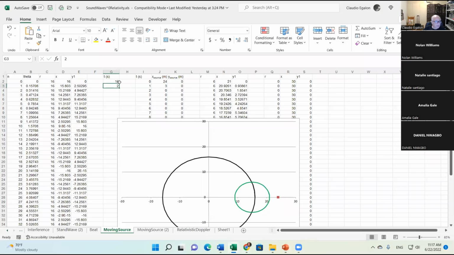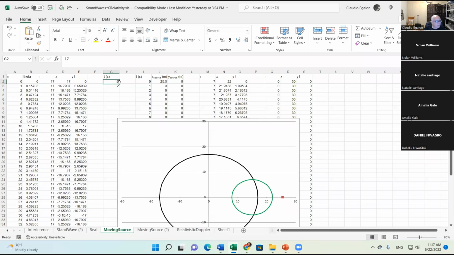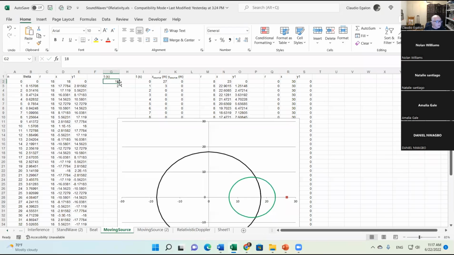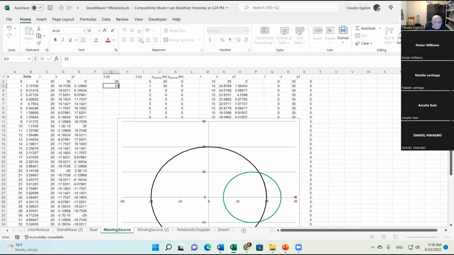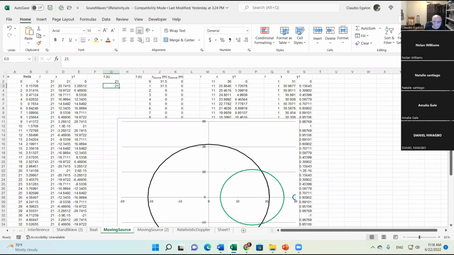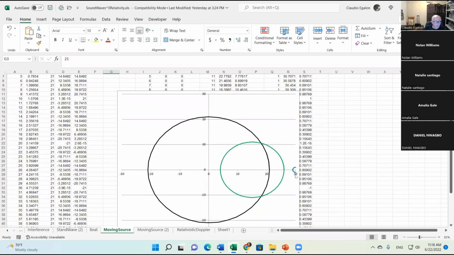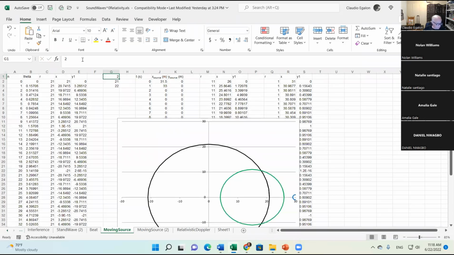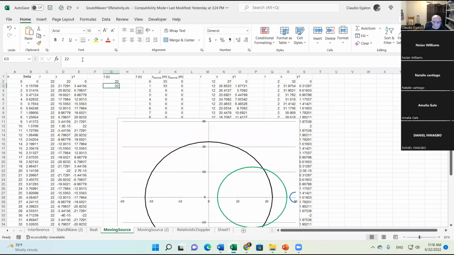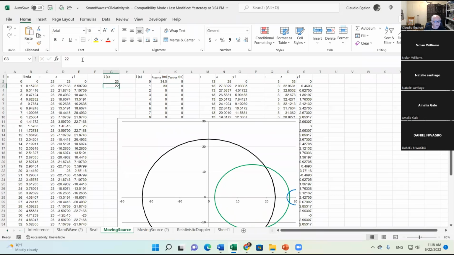15, 16, 17. Now I'm running out of space for the other wave. The source is going to, what do we have? 16, 19, let's see, 20. We should have another wave now. Yeah, but we run out of space in our graph, right? Here you go. 22, here you go, 23.